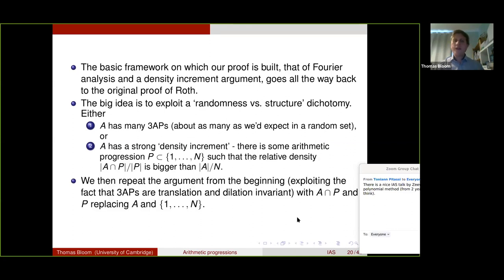And then once you know this, you can iterate the whole argument from the beginning. Because three-term progressions are translation and dilation invariant, just replace P by some other shorter interval, replace A with a corresponding dilate and shift of that intersection, and then you have exactly the same setup, with intervals now a little shorter, and then you iterate this.